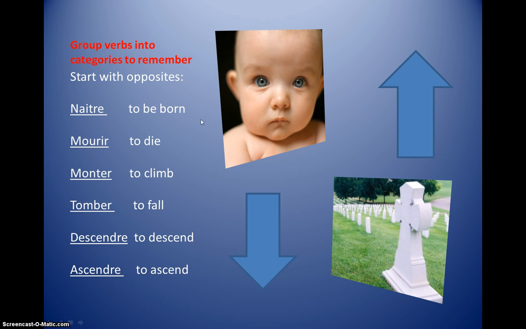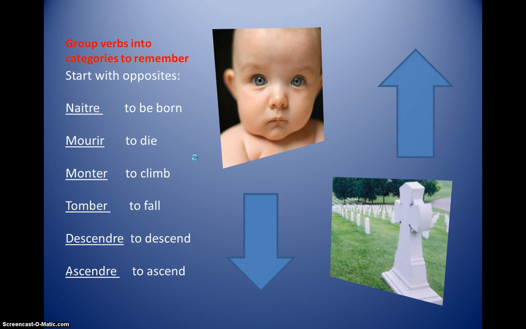Beginning with naître, which means to be born. The opposite, of course, would be mourir, to die. Monter, to climb. Tomber, to fall. Descendre, to descend. Ascendre, to ascend.